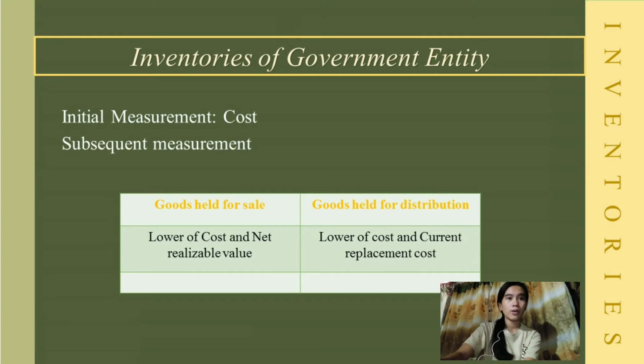realizable value when it comes to goods held for sale, while for goods held for distribution, lower of cost and current replacement cost. Net realizable value, as we know, is the estimated selling price less estimated cost of completion and estimated selling or disposal cost, while the current replacement cost is the cost the entity would incur to acquire the asset on the reporting date.